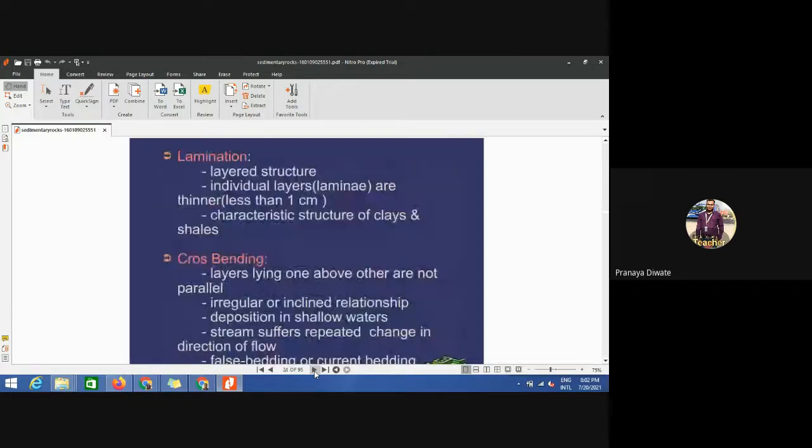Then lamination. What is lamination? Lamination is a layer structure. You have bedding and you have lamination. More than 1 centimeter is known as bedding, whereas less than 1 centimeter is known as lamination.